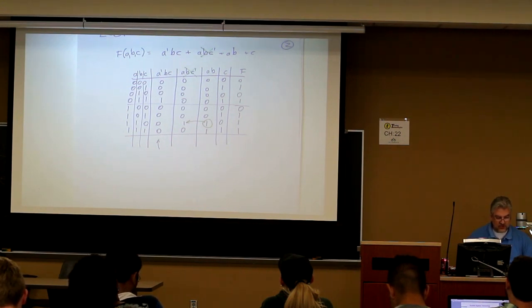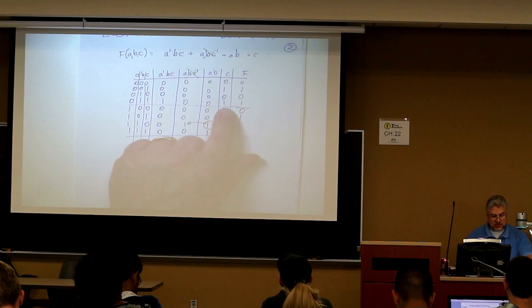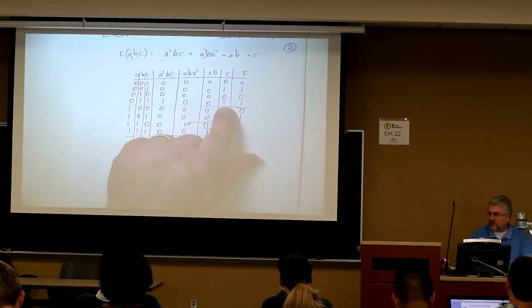And are there any other situations like that? How about the first one? Here's a 1. There's only one situation where that is true, and that could be represented by this one all the way at the end. So you don't really need that one at all.